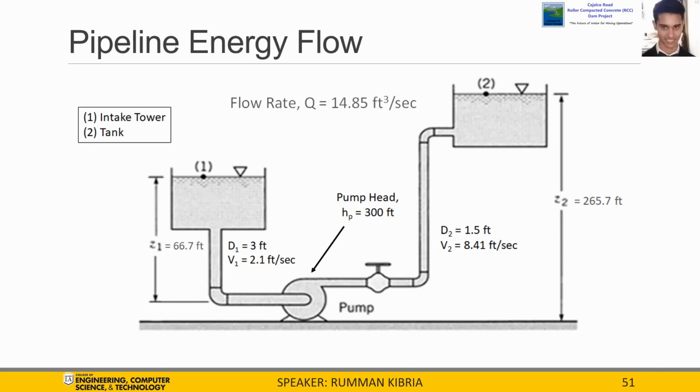D1 represents the diameter of the pipeline connected from the reservoir at the intake tower to the location of the pump. This was set as 3 feet. In this case, the corresponding velocity is V1 at a value of 2.1 feet per second. The diameter D2 represents the remainder of the pipeline system, which continues from the pump and connects to the other end at the storage tank. This was set as 1.5 feet. The corresponding velocity of this pipe is shown as V2 at a value of 8.41 feet per second.